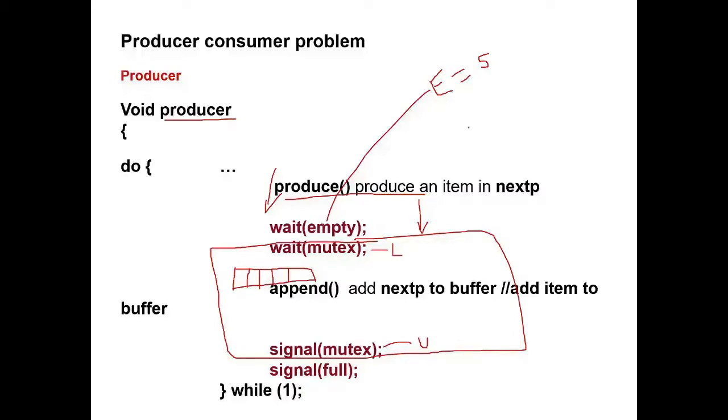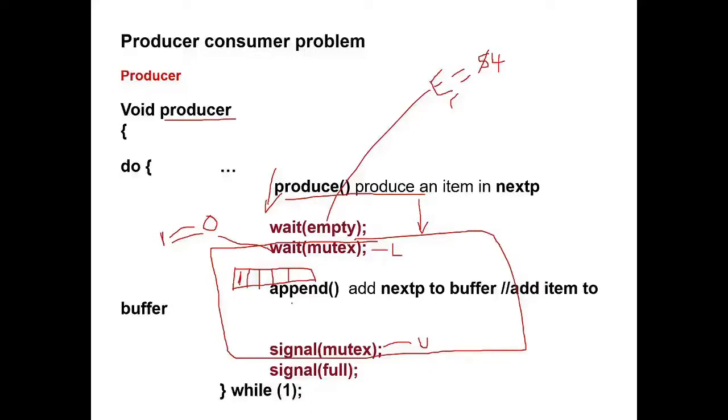When it executes wait of empty, that means the wait operation always decrements the value of the semaphore. So it decrements the value of empty, from 5 it is going to become 4. Then it is going to acquire the lock. Earlier the mutex value is 1. Now it will decrement the value of mutex, and after decrementing it is going to become 0. So the mutex value is 0. It has locked now. Now the producer enters into the critical section.